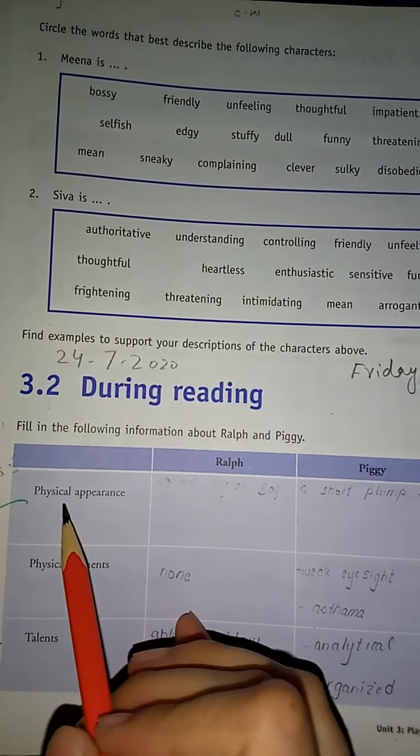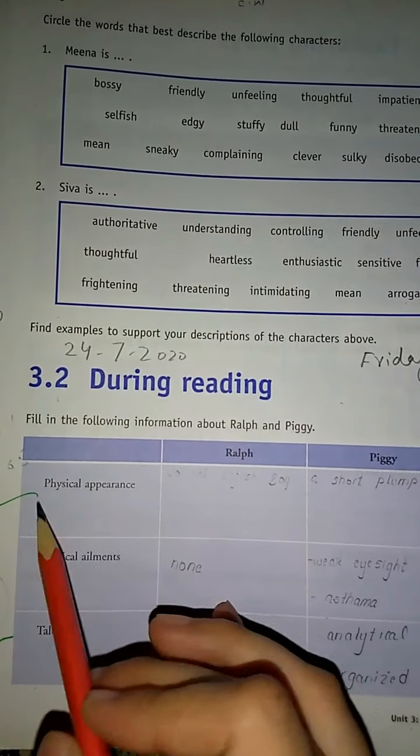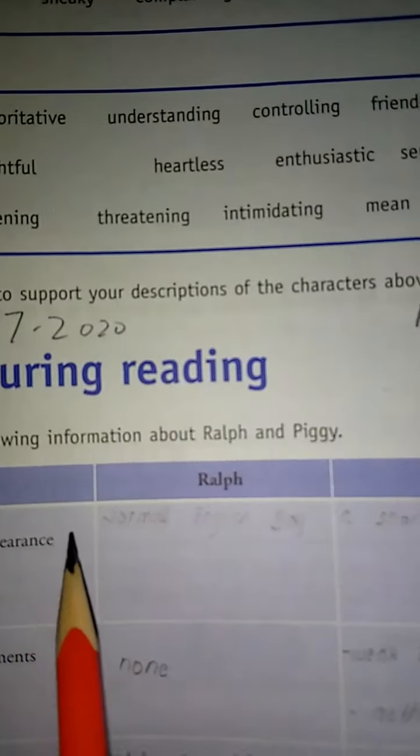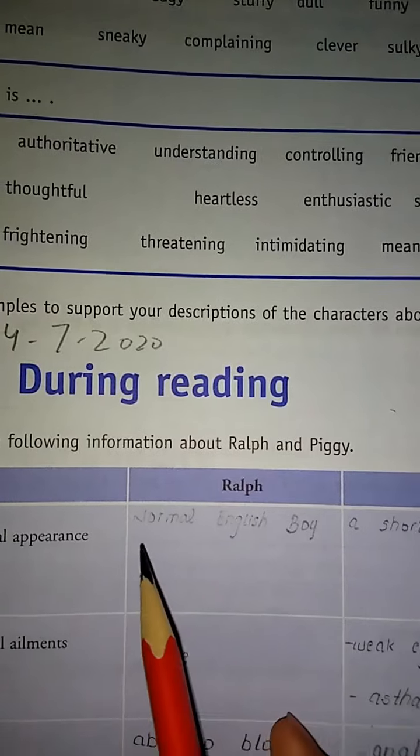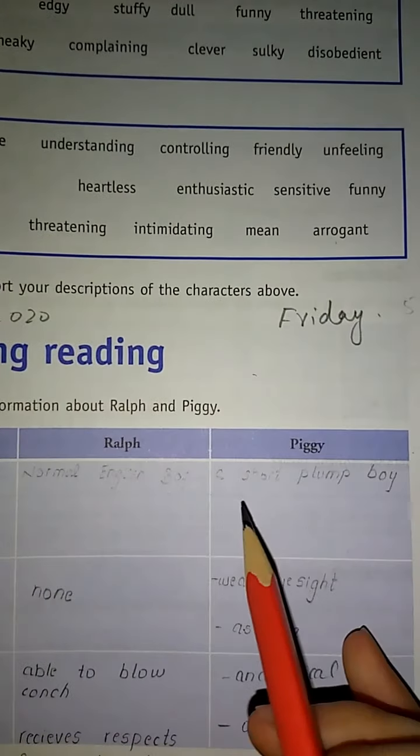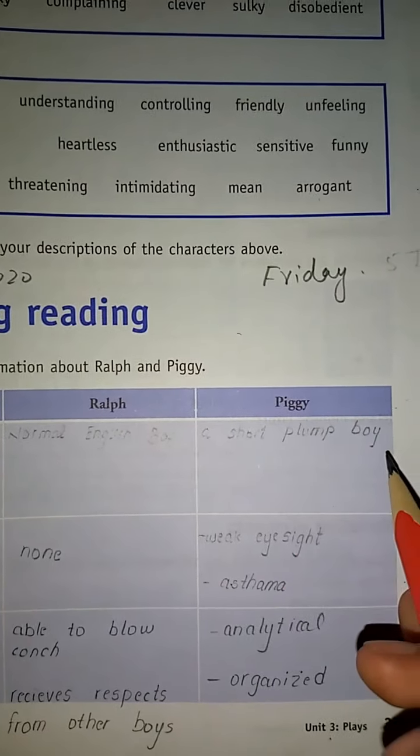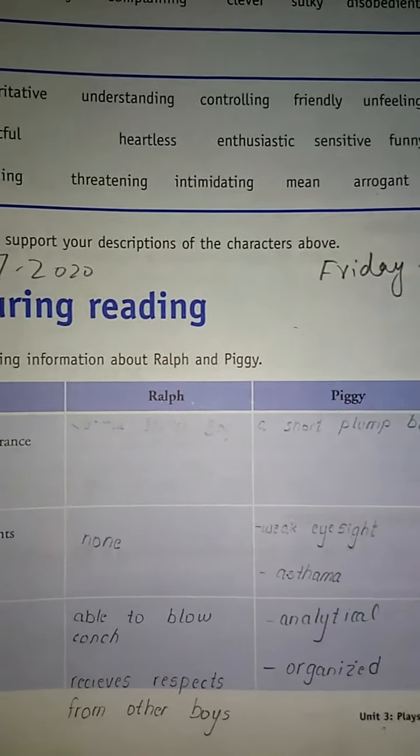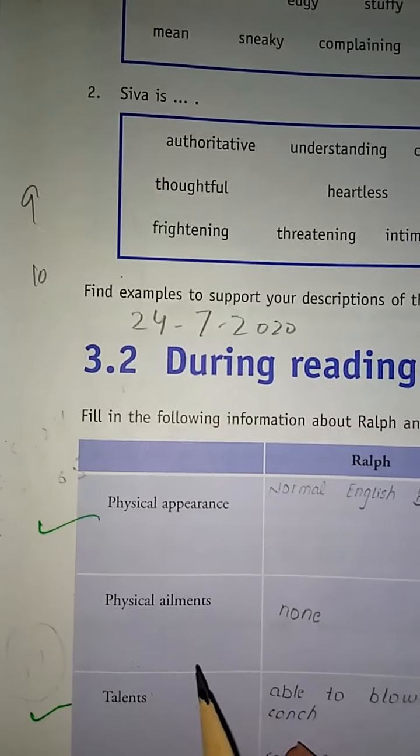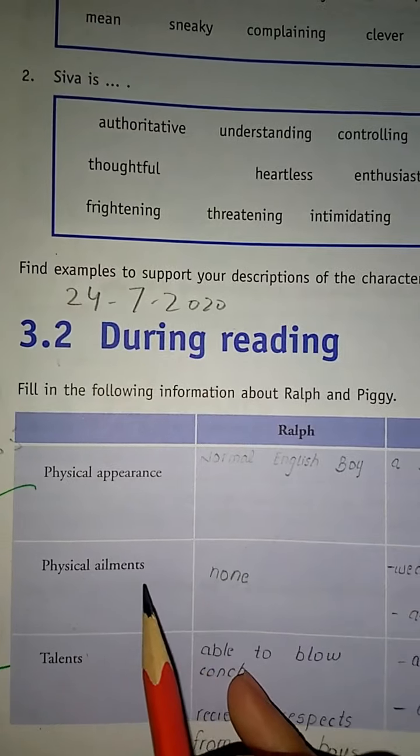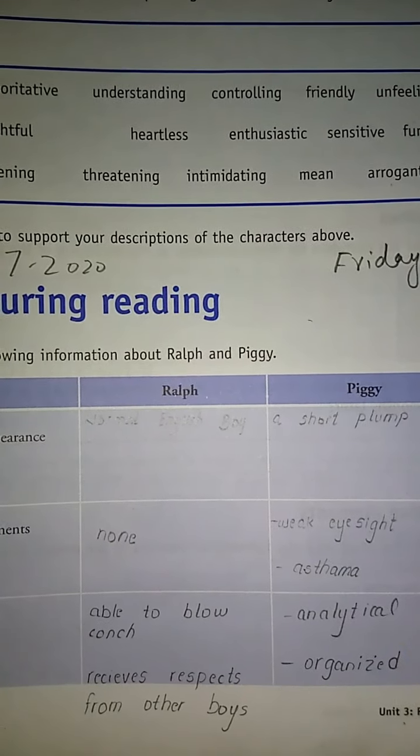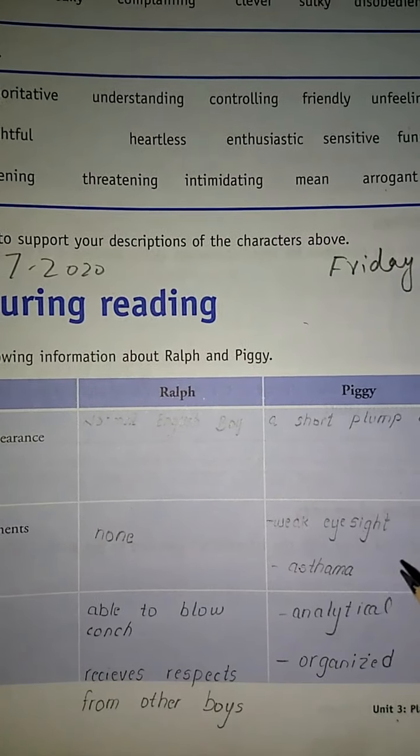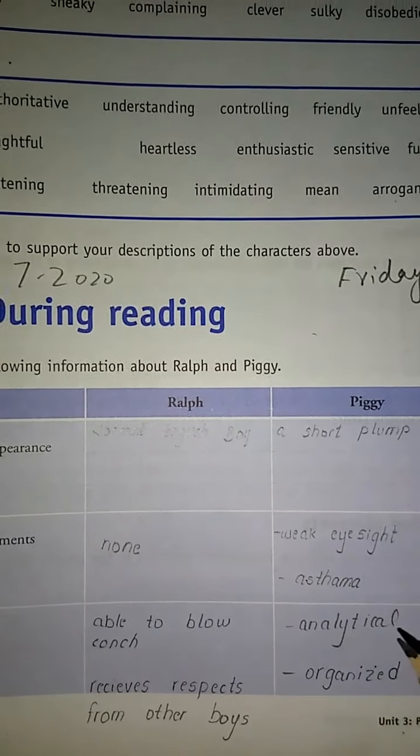First of all, they are asking what the physical appearance of Ralph is. So he is a normal English boy. And Piggy was a short plump boy. Then their physical ailments. Ralph had none, but Piggy had weak eyesight and was asthmatic. Weak eyesight and then asthma.